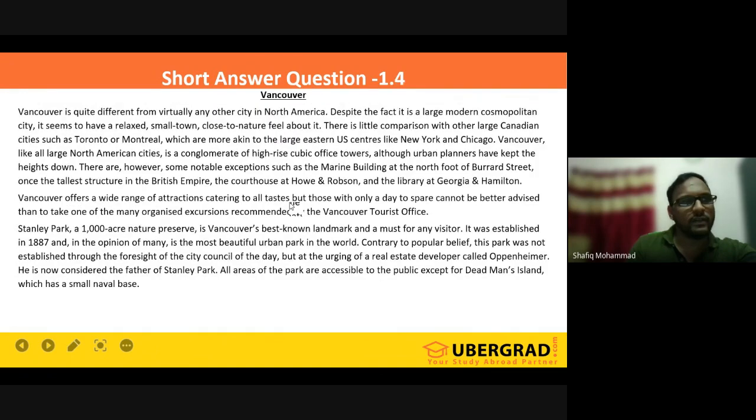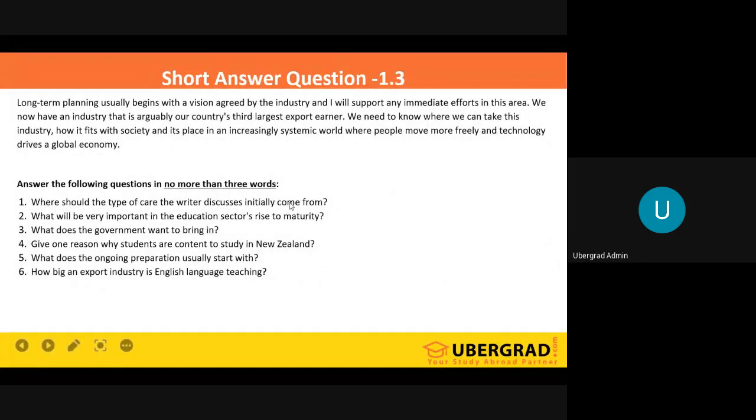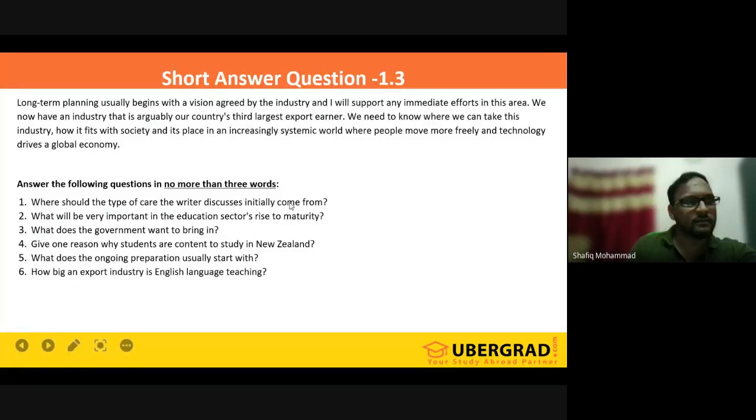No, not this one, I think. The one where the answer was cubic office towers, marine building, real estate developer. That one. True. It's in... yes. So it should be 1.4.